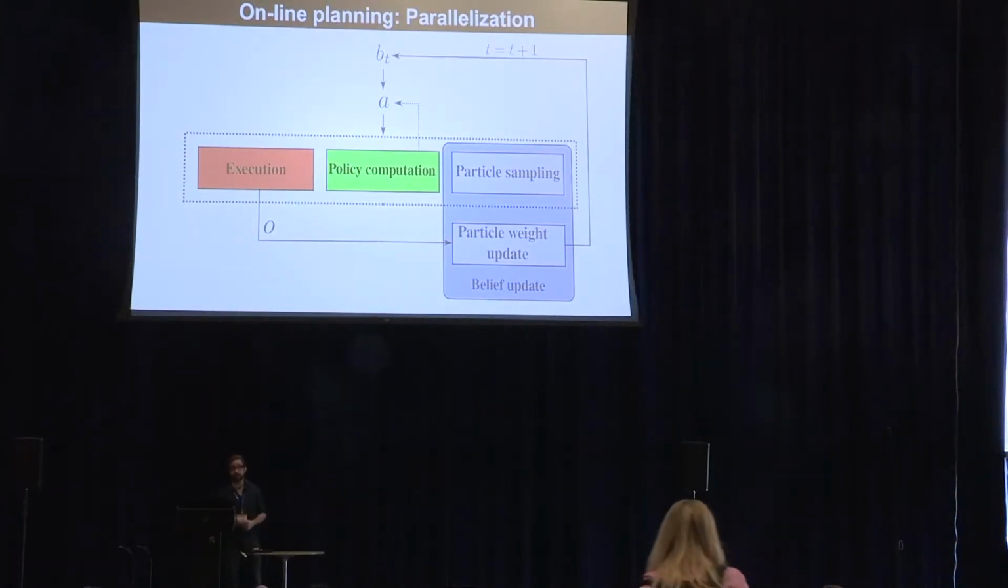At the same time, we can start to update the belief. As I mentioned before, ABT is using a particle filter, which consists of two steps. The first one is sampling particles using the currently executed action. The second step is updating the weights of the particles once the robot perceives an observation. While the robot is executing an action, we can already sample these particles. And then, once the robot perceives an observation, all that remains is updating the weights of the particles, which can be done fast.